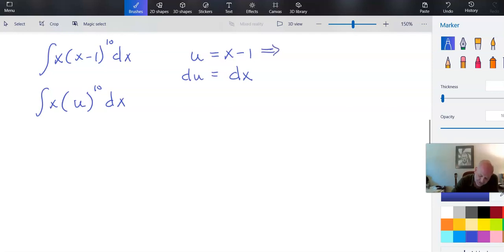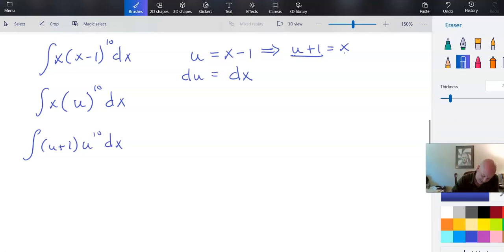If u is equal to x minus 1, then if I add 1 to both sides, or actually let's write it the other direction because it's nicer to look at, u plus 1 is equal to x, right? So that means I can substitute u plus 1 in for x. So now this turns into u plus 1 times u to the 10th dx. Okay, now I can switch that to a du because dx is equal to du.